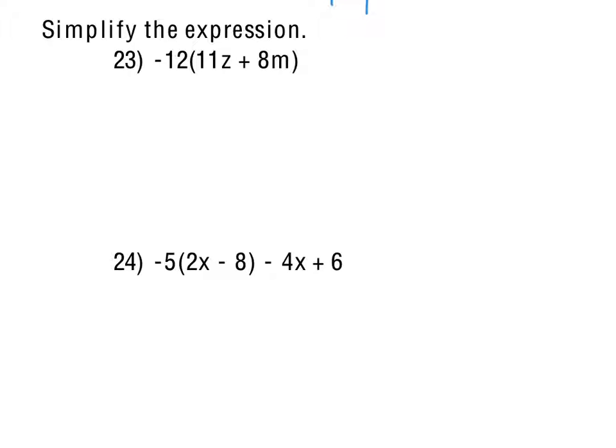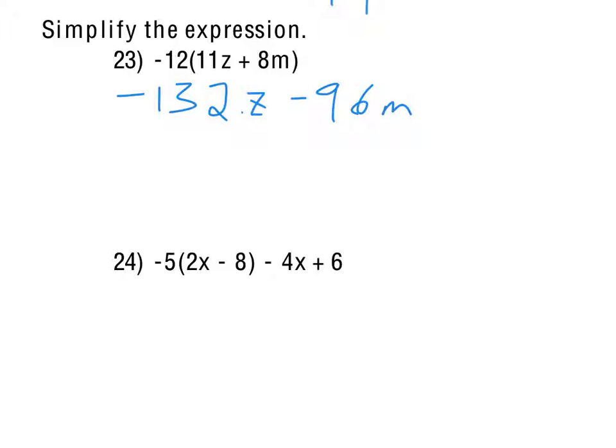And then we're looking at simplifying some expressions. So we need to distribute the negative 12 into those parentheses. So we get negative 132z. I should probably try not to make my 2's and z's look so much alike there. So negative 132z. And then we get minus 96m. So negative 132z minus 96m, again making sure that we distribute that negative all the way through.